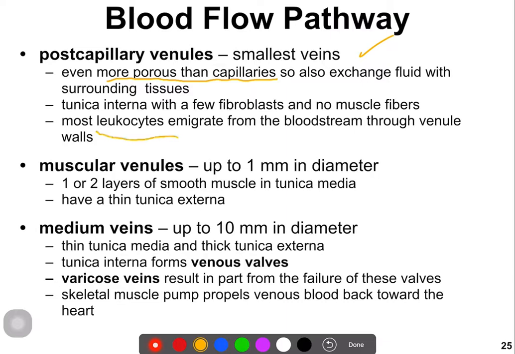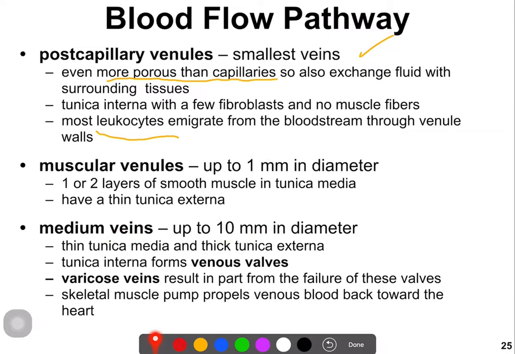Now as we move into larger veins and we're moving back towards the heart, we start to see the muscular venules, and they can be up to about 1 millimeter in diameter. Once we get here, we're starting to see a little bit of smooth muscle showing up, and a thin tunica externa. Then as we go further along, we run into the medium veins, and they're up to 10 millimeters in diameter.